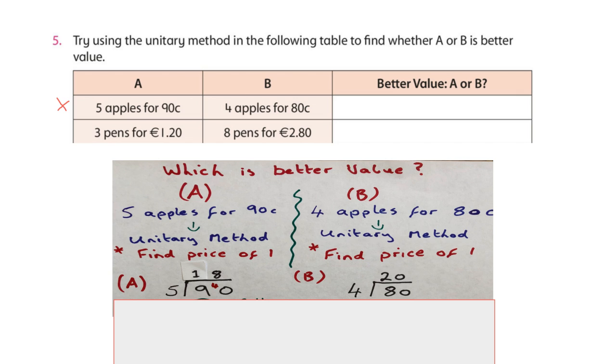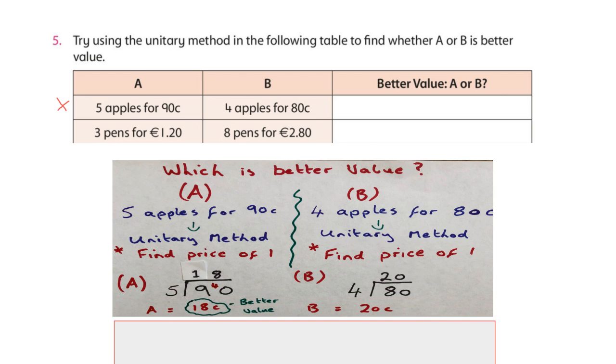So we've got 18 cent and 20 cent. So A is 18 cent per apple and B is 20 cent per apple. So the better value, guys, is A, 18 cent per apple.